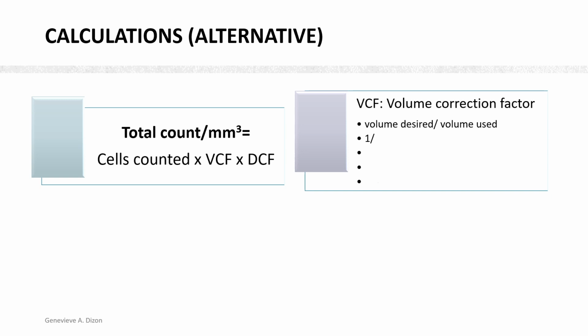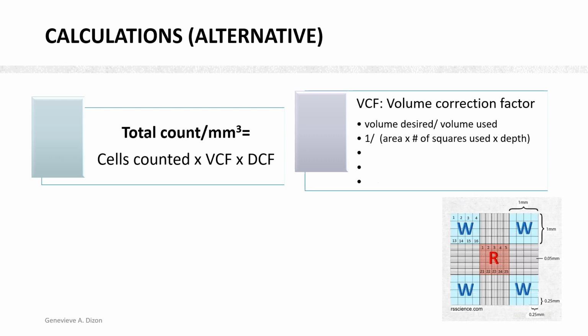The volume used is a combination of the area and the depth that was used for counting. And this is area multiplied by the number of squares used and multiplied by the depth. Let's say that we are counting white blood cells and 4 large squares were used for counting. So the formula would then be 1, which is constant. The area is the size of the large square used, which is 1. And then the number of squares used would be 4. And we multiply this by the depth, which is also constant at 0.1. The calculations will then be 1 divided by 0.4, making the VCF 2.5.